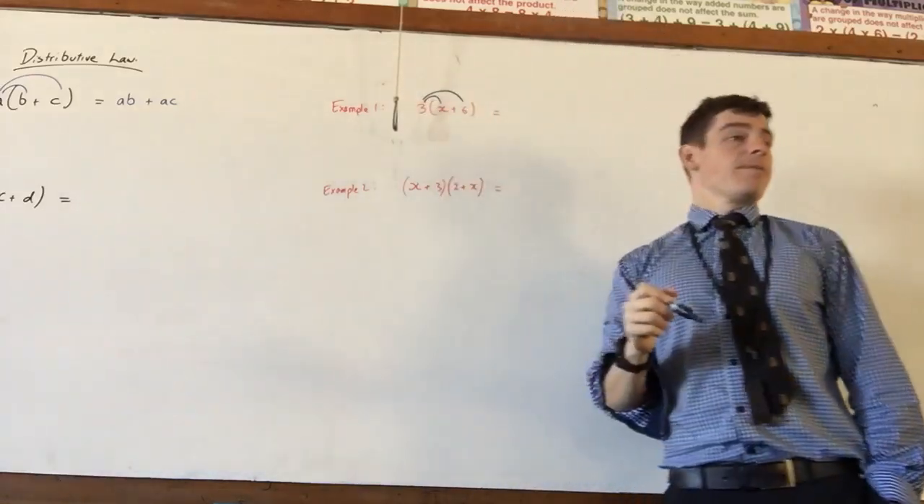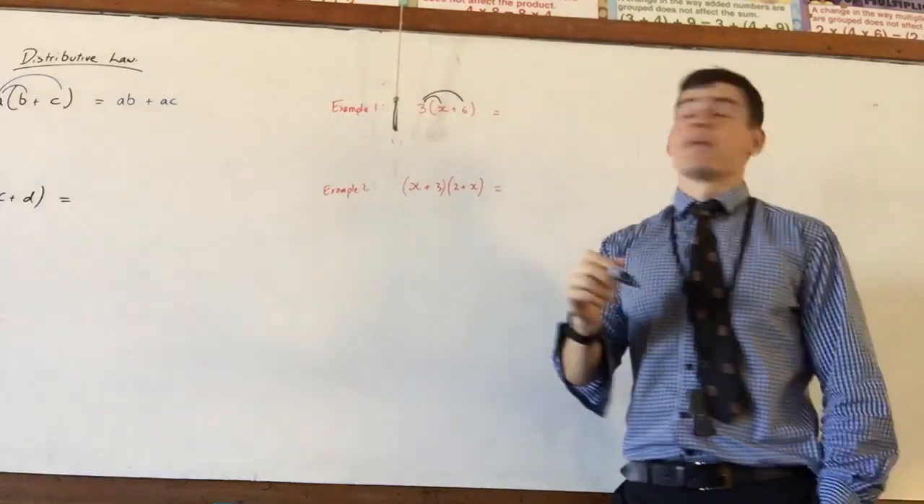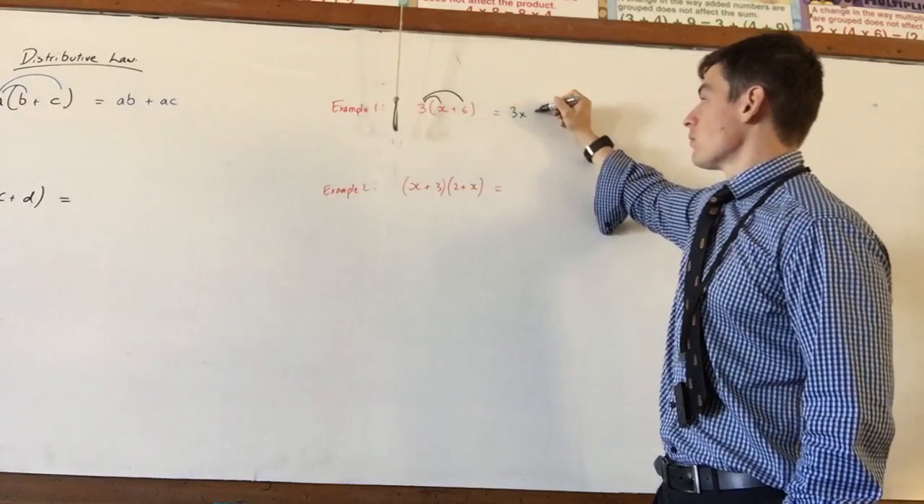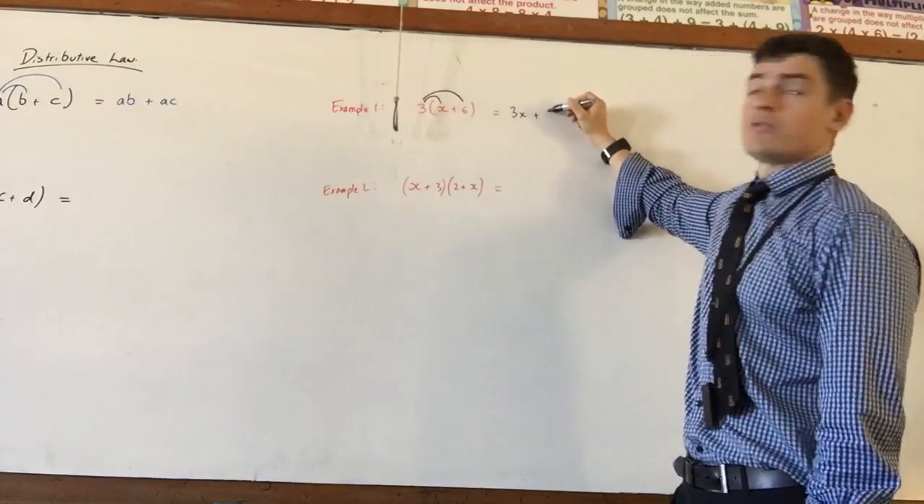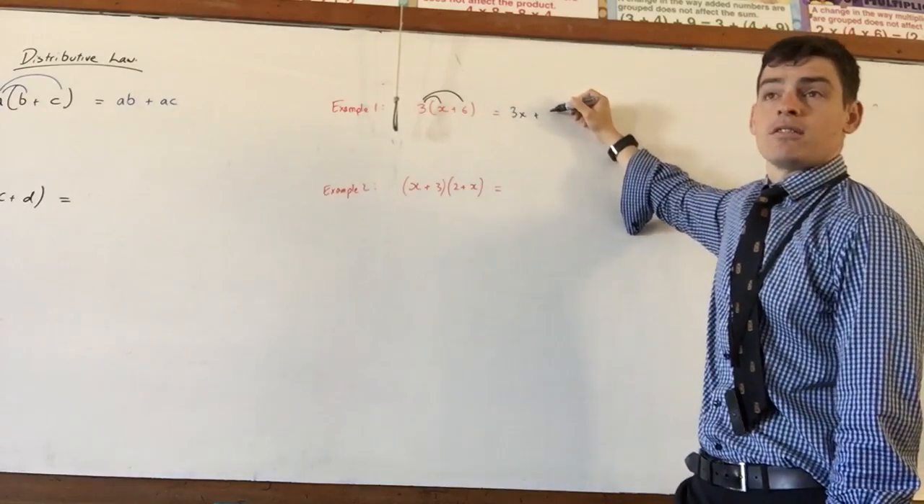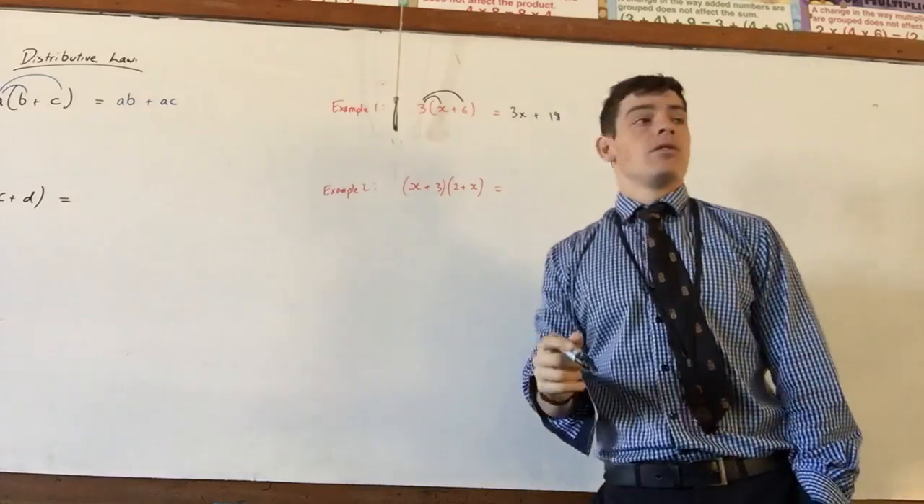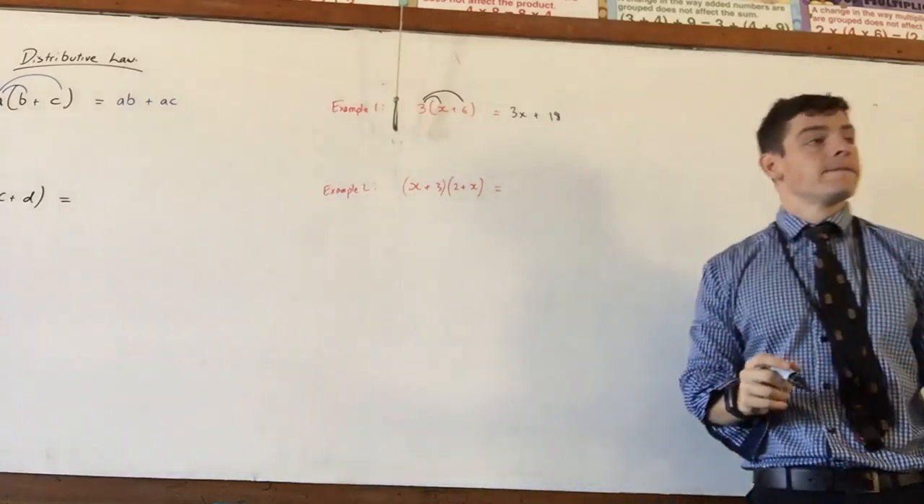How do we express that? Mitch? It would be 3 times x and 3 times 6. Yep, so can I write 3 times 6 in quickly? What's that? 18? Okay, very good.